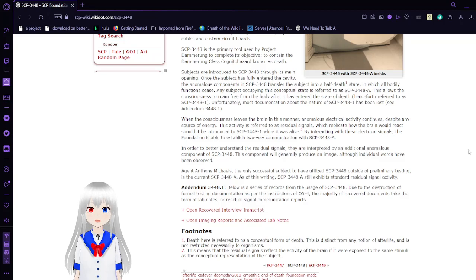This allows the consciousness to roam free from the body after it has entered the state of death. Henceforth, it is referred to as SCP-3448-1. Unfortunately, most documentation about the nature of SCP-3448-1 has been lost. See Addendum 3448-1.